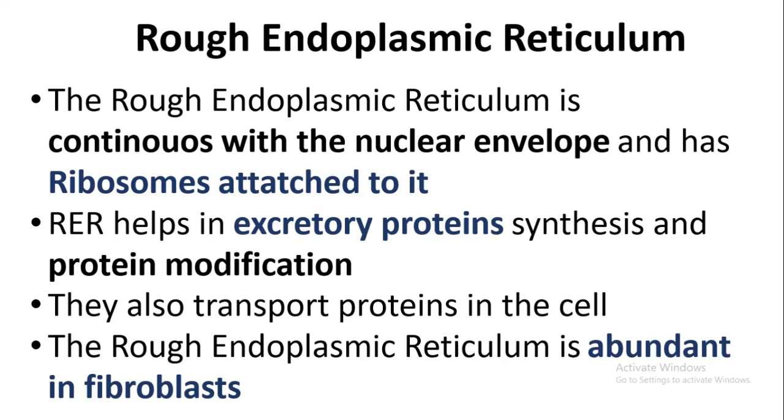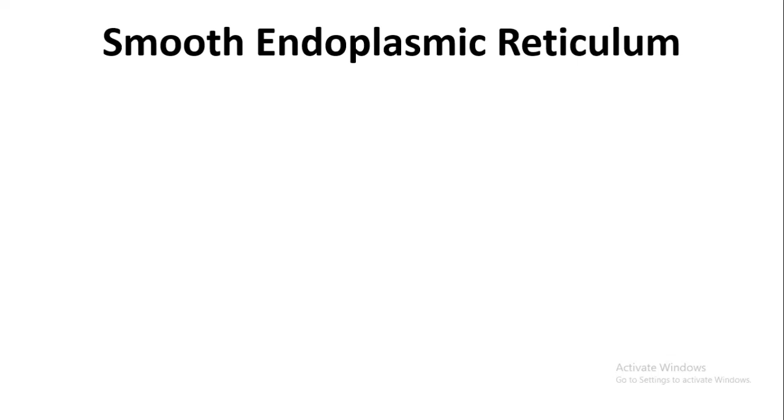All right. With that being said, we can talk about the smooth endoplasmic reticulum. Like I said, there are some chemicals, poisonous chemicals, that can penetrate through the cell. So such poisonous chemicals need to be detoxified. Okay? So this means that the smooth endoplasmic reticulum plays a role in detoxification of chemical substances.